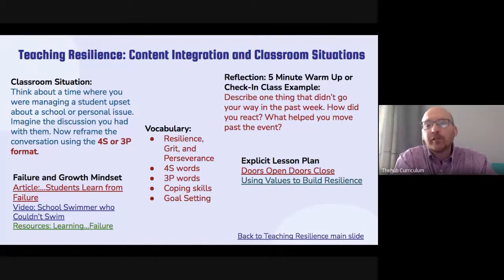Can we build in, like through reflection times, like journaling, 5-minute little warm-ups and check-ins? Like just describe one thing that didn't go well the past week and how'd you overcome it? And then we provided a couple lesson plans. Michaela mentioned that sense of purpose at the beginning. So there's one here about using values to build resilience. And then making that vocabulary part of our everyday classroom routines. Those are just some ideas.